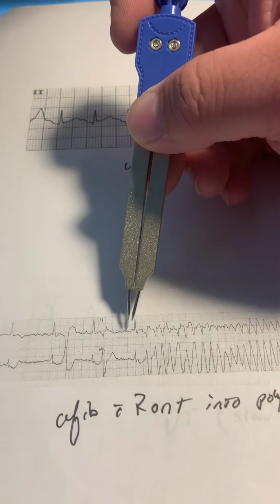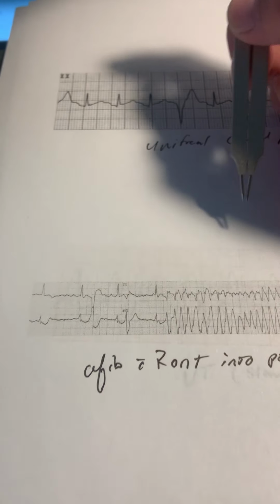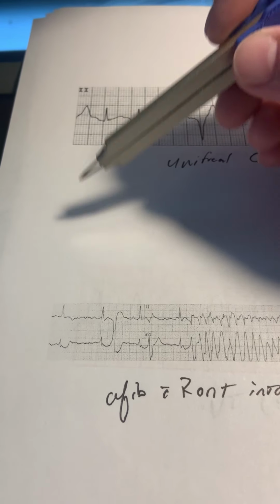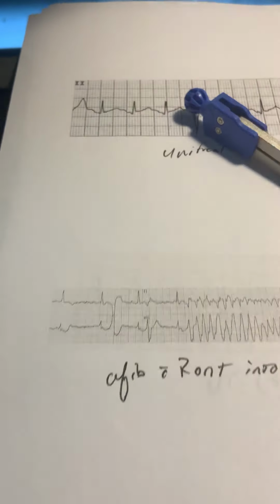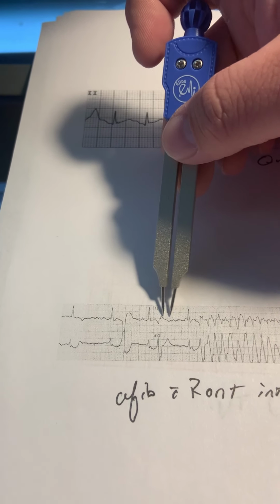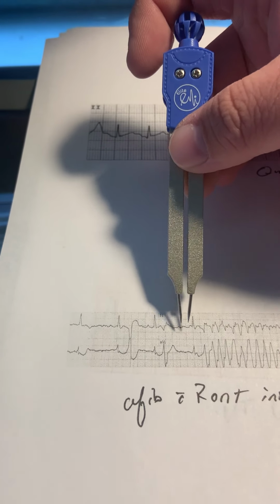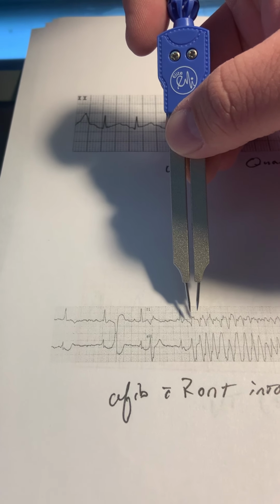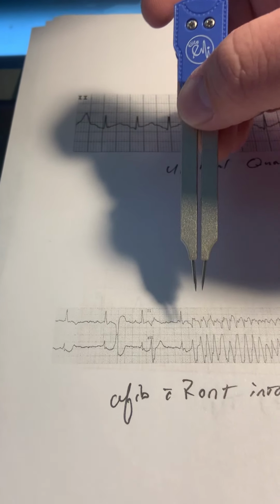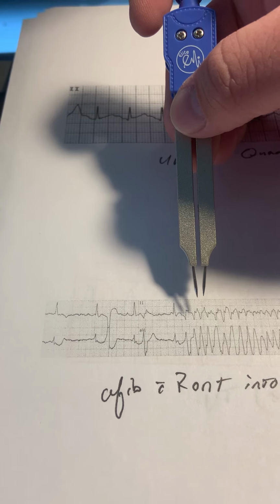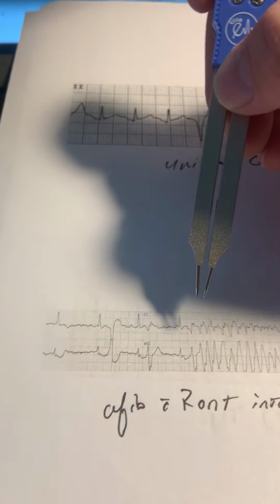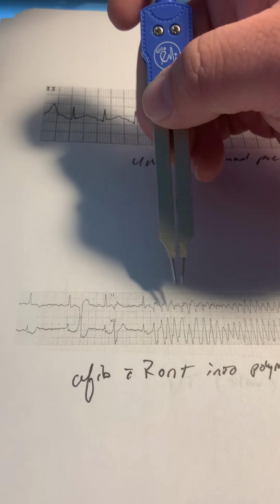Okay. And we talk about R on T phenomenon, and basically what happens in an R on T PVC is the heart doesn't get its refractory period like it's used to. Okay, so it doesn't get that little break between the T and the next P. And what ends up happening is that PVC ends up firing on the T wave, and that almost all the time will cause the patient to go into polymorphic, maybe into torsades.